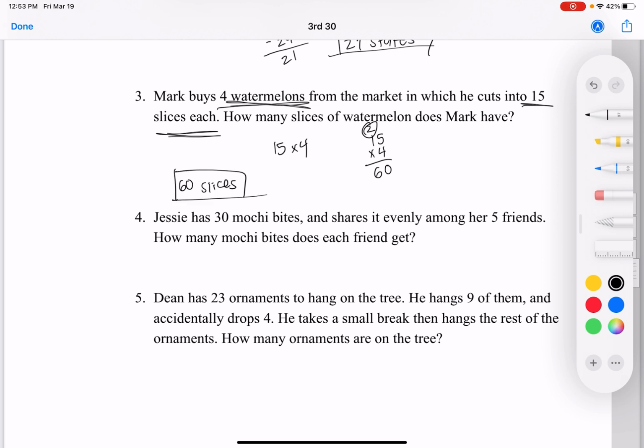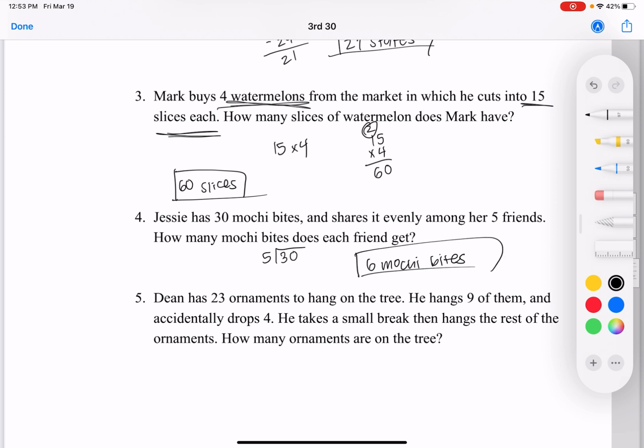Number 4. Jessie has 30 mochi bites and shares them evenly among her 5 friends. How many mochi bites does each friend get? So she has a total of 30, and she divides it evenly among her 5 friends. So 30 divided by 5, and you get 6. 6 mochi bites.